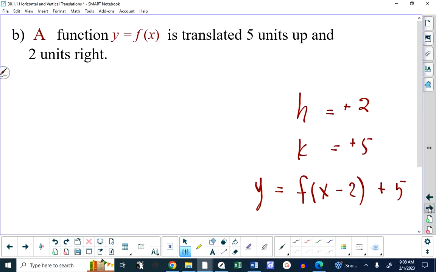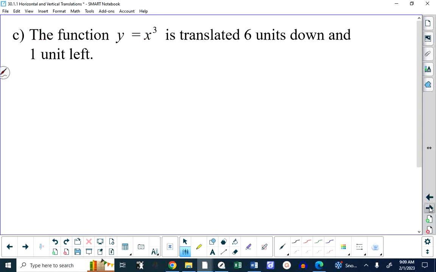And I know that it seems like I'm talking down to you right now because this is so simple, but there's a point that we're going to get to in a second that I want to make. If we do the same thing with C, the function is y equals x cubed, and it's translated 6 units down and 1 to the left. Well, if I didn't tell you the equation of the function and I just said a function, you should be able to say that y equals f of x plus 1 minus 6.